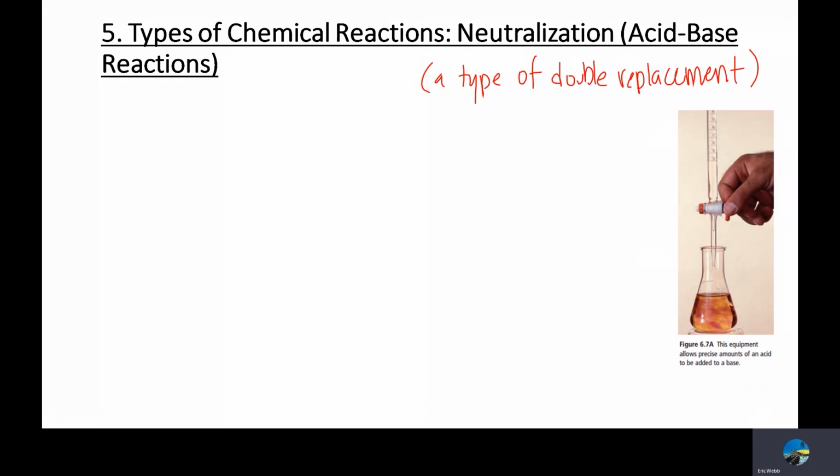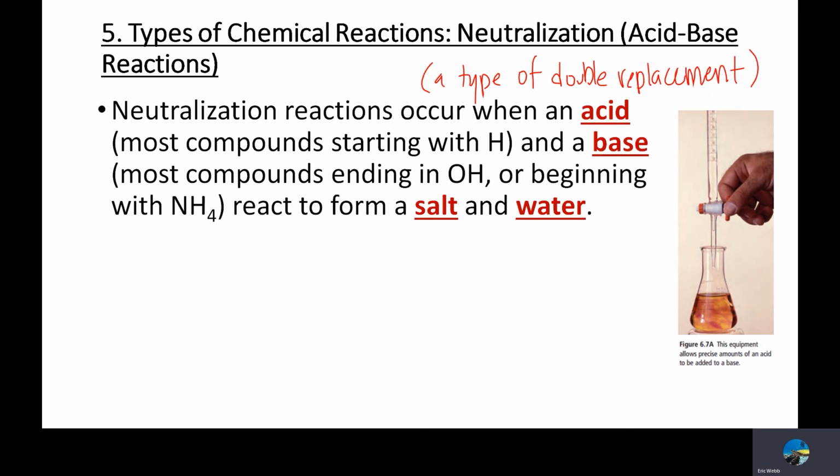Right, so we're just going to quickly look at the last two types of chemical reactions. We've got a neutralization reaction, also known as an acid-base reaction, and we've got combustion reactions. Neutralization reactions occur when acids and bases react with each other. Acids are compounds that typically have a hydrogen at the start of their formula. Bases are compounds that typically have hydroxide at the end of their formula. Some bases do have ammonium in there, kind of odd cases. We'll look more at that in Chem 11.